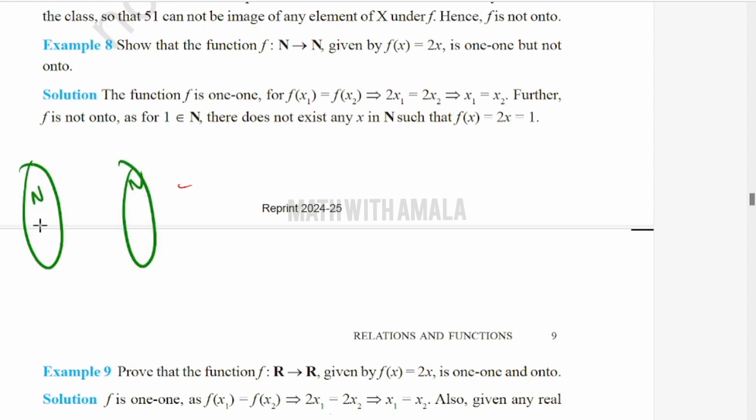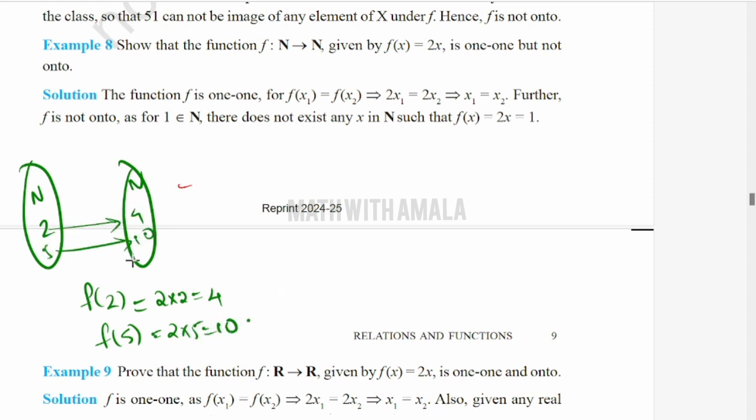Next one, example number 8. Show that the function f from N to N given by f of x equal to 2x is 1-1 but not onto. Here N contains numbers from 1 to infinity. Both sets contain the same. So f of 2 is equal to 2 into 2, that is 4. f of 5 is equal to 2 into 5, that is 10. f of x equal to 2x.